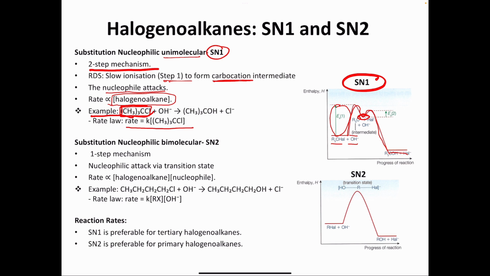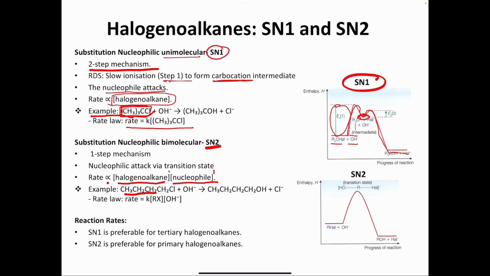Moving on to substitution nucleophilic bimolecular, SN2. This is a single-step mechanism in which the nucleophile is going to attack as one is leaving, creating a transition state. And if you're writing the rate equation, it's going to be rate is proportional to the concentration of the halogenoalkane times the concentration of the nucleophile. Since this is an elementary step, the orders are going to be 1 with respect to each.